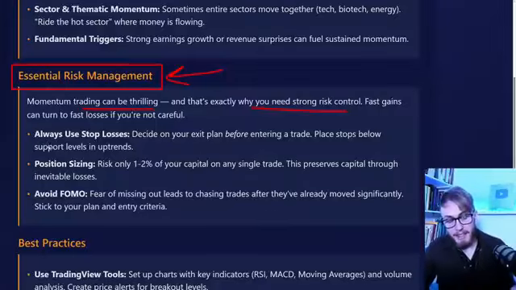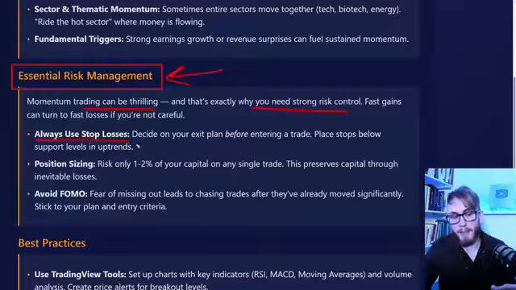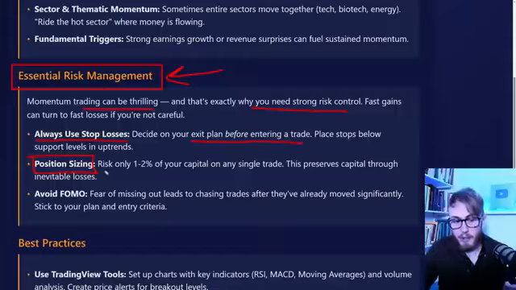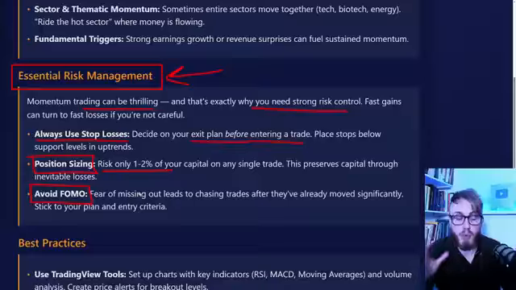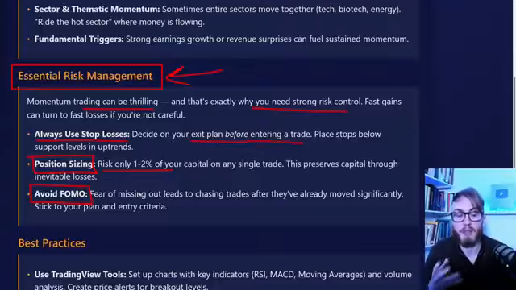The main things you need to do here is, first of all, to always use a stop loss and decide on an exit plan before you enter a trade. You need to consider position sizing. A good rule of thumb here is to risk only 1-2% of your total capital. And a third rule to have in mind is to avoid FOMO, or in other words, fear of missing out.